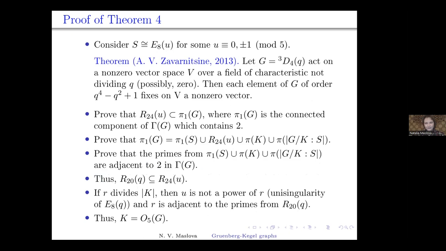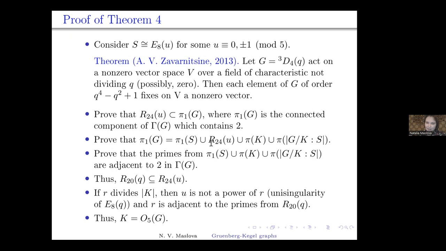And in the case when U equals to 0 or plus minus 1 modulo 5, what can we do here? First of all, using the same result by Andrei Zavarnitsyn, we can prove that R24 of U belongs to the first connected component of the Gruenberg Kegel graph of G. And then we can find the representation of the first connected component, and now look to the Gruenberg Kegel graph of G and understand from some group theoretical reasonings that the primes from these three subsets are adjacent to 2 in the Gruenberg Kegel graph of G.